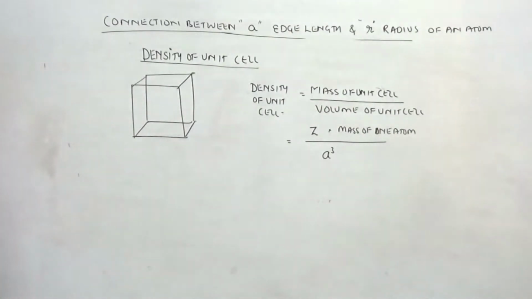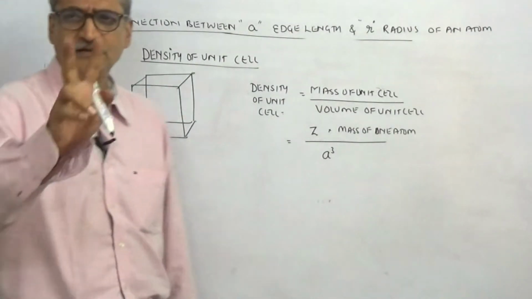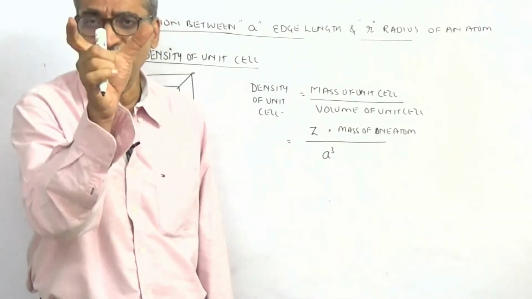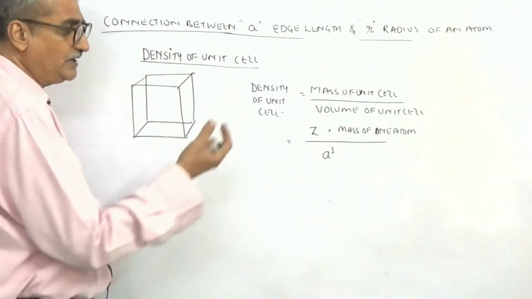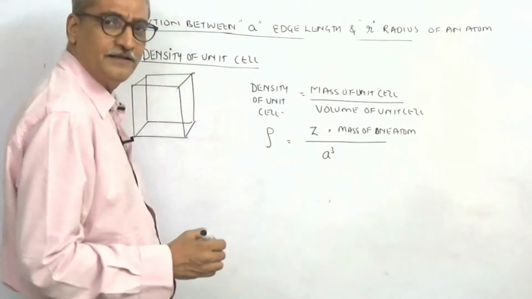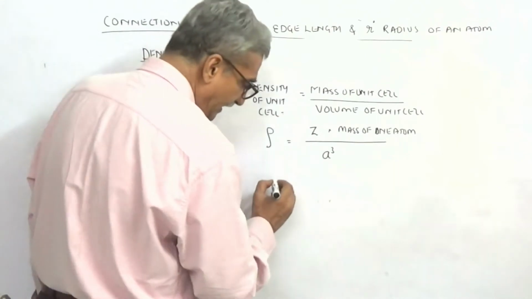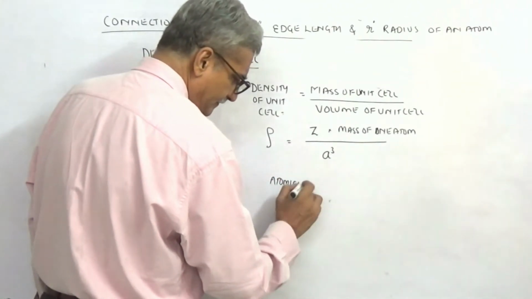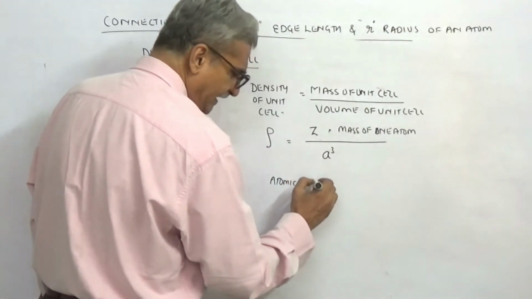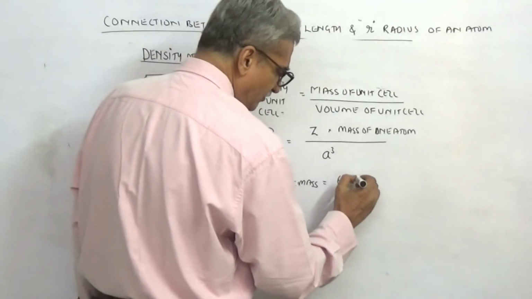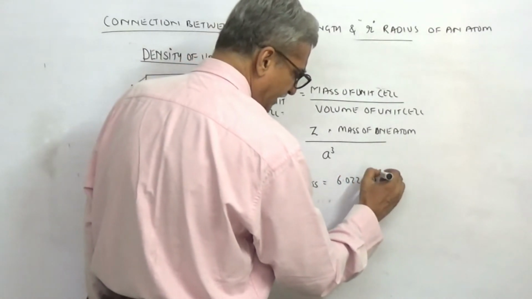Z is the total number of atoms: in simple cubic 1, body centered 2, and in face centered 4, multiplied by the mass of one atom. But what is the mass of one atom? Density is given by the symbol rho. What is the mass of one atom? See, we know that the atomic mass of any element is the mass of 6.022 into 10 raised to 23 atoms.